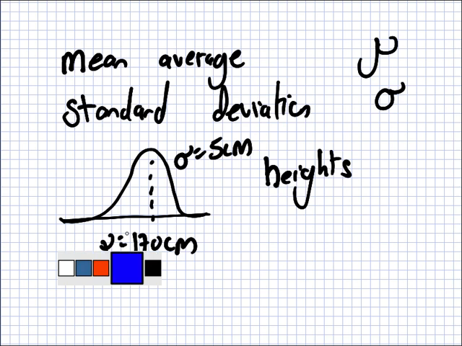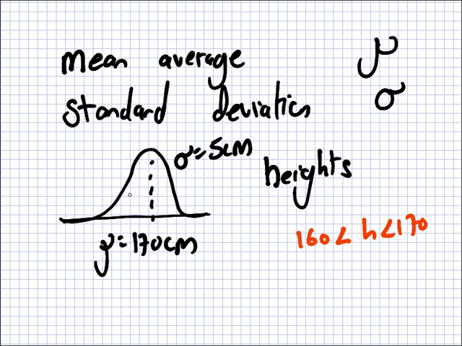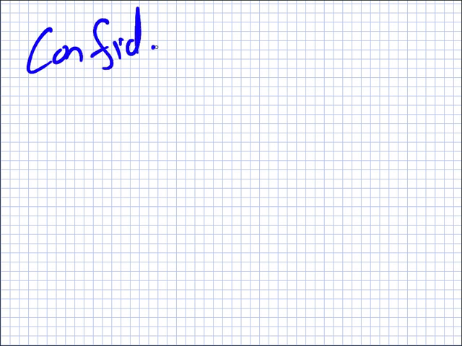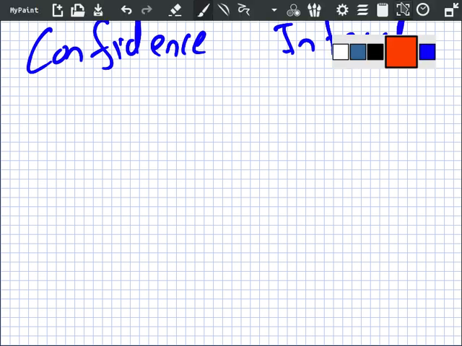Yeah. And we also learned last week how to calculate percentage. So if I said to you, how many people are between 160 and 170, you know that you have to calculate this area. And we learned how to do that last week by using Z. Now what we're looking at today is important for you, for physics and for chemistry. It's something called a confidence interval.